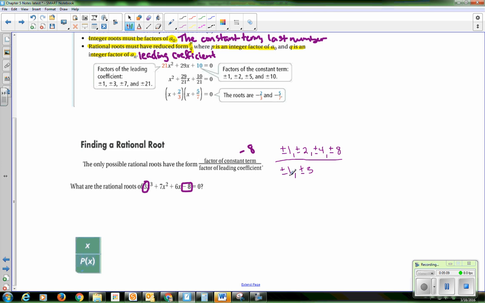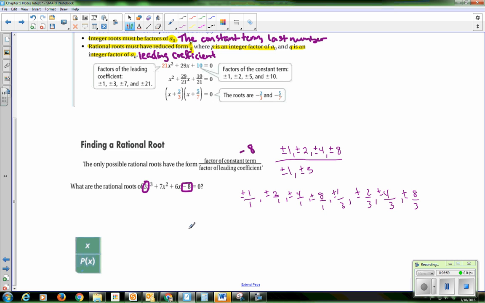And now the possibilities are plus or minus 1 over 1, plus or minus 2 over 1, plus or minus 4 over 1, plus or minus 8 over 1, and then the same possibilities over 3: plus or minus 1 over 3, plus or minus 2 over 3, plus or minus 4 over 3, and plus or minus 8 over 3. These simplify down.